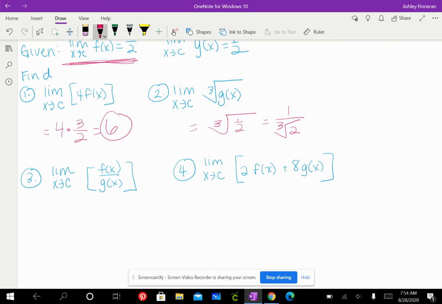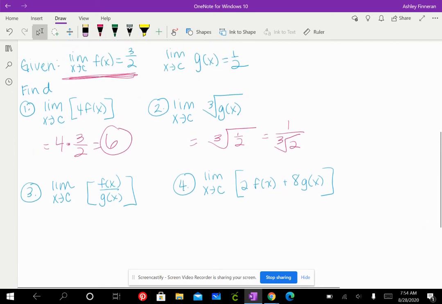Number 3, we have the limit as x approaches c of f of x divided by g of x. So I'm going to take my limit as x approaches c of f of x and divide that by the limit of g of x. Although I consider radicals in the denominator okay, you are never allowed to leave fractions inside of fractions. So this you would need to divide. The nice thing is, since the denominators are the same, you just end up with 3 over 1.